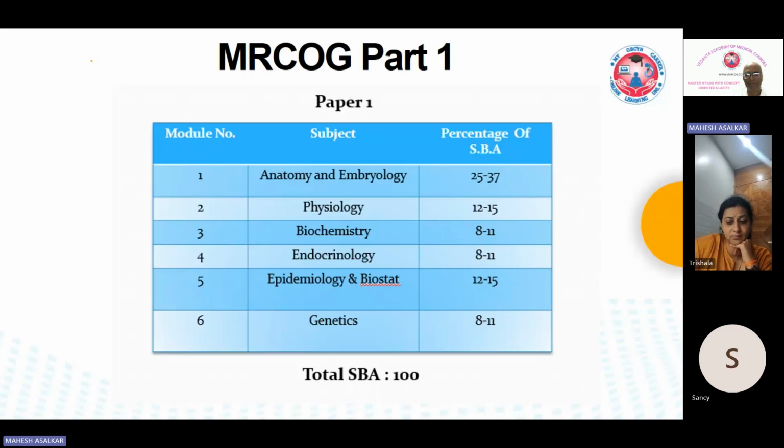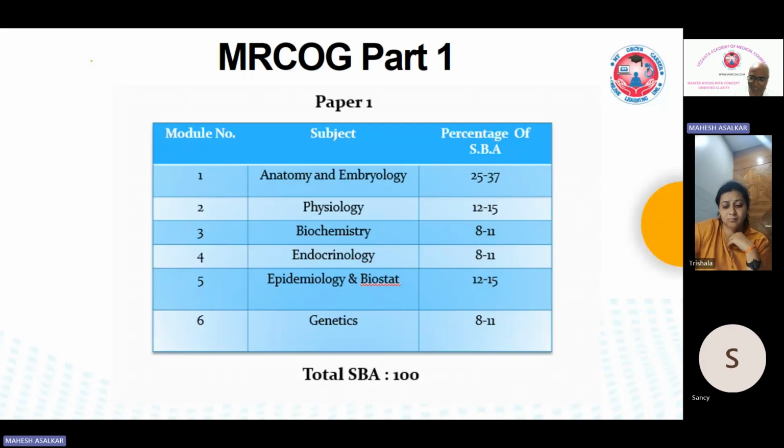Okay, now we should know the difference between single best answer questions and multiple choice questions. The multiple choice questions which we have solved up till now generally have four options. Out of them, one is correct and three are wrong. But here in RCOG, they are asking single best answer questions in which you may have more than one answer which is correct, but only one will be the best and correct. Okay, so we have to select the best and correct.